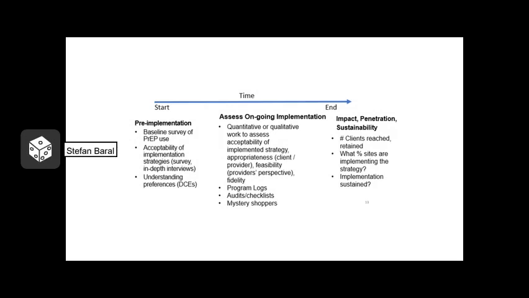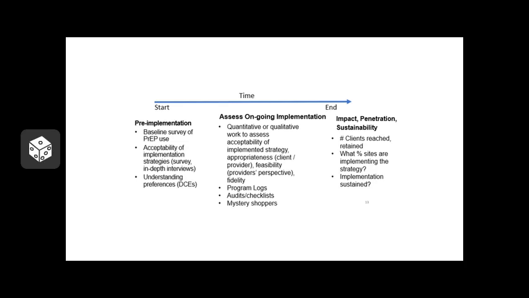So just a couple things that you might consider as you're planning your implementation strategy. If you're thinking about PrEP use for adolescents, you might want to do a baseline survey of PrEP use using one of those frameworks to think about what the barriers are. Do acceptability of different implementation strategies? You might do a discrete choice experiment to understand preferences from the perspective of providers or users.